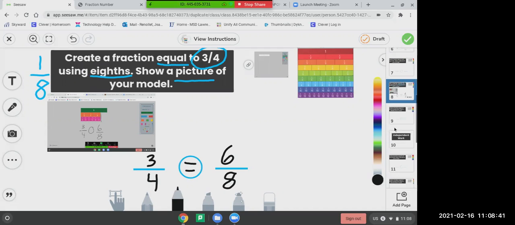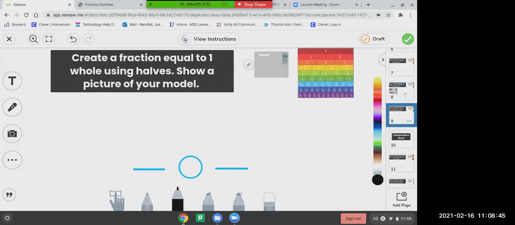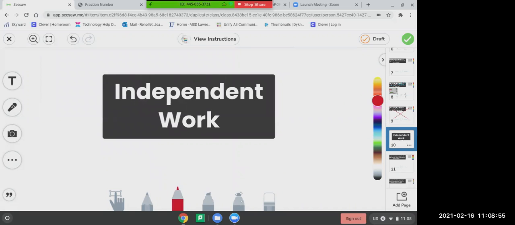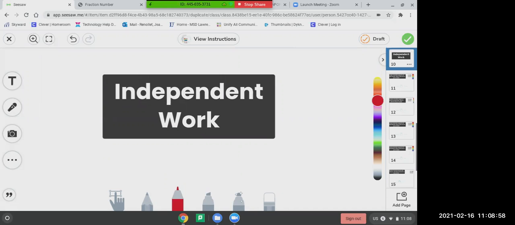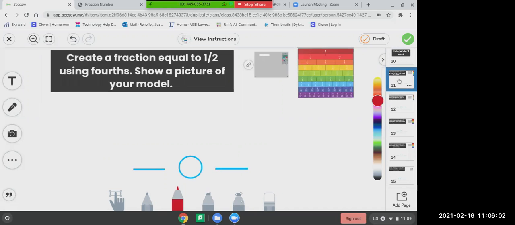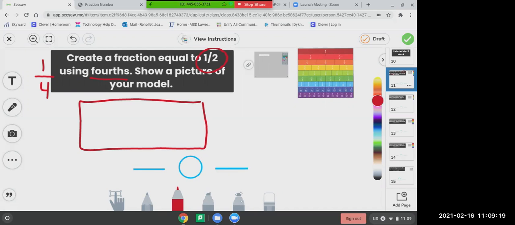Let's talk about your independent task. You may skip number 9. If you want to do number 9, you may. On slide number 10 is where your independent work begins. For each slide, you are going to create a fraction, read your information carefully, to know which unit fraction you need to be using. Then you're going to take a picture of your model and put it on your Seesaw page, just like we practiced together. And then you're going to fill in your comparison statement using your equal symbol.